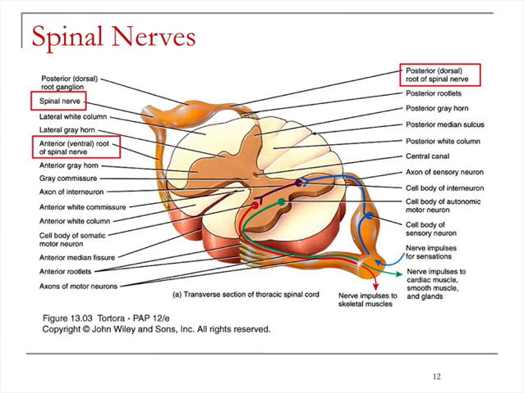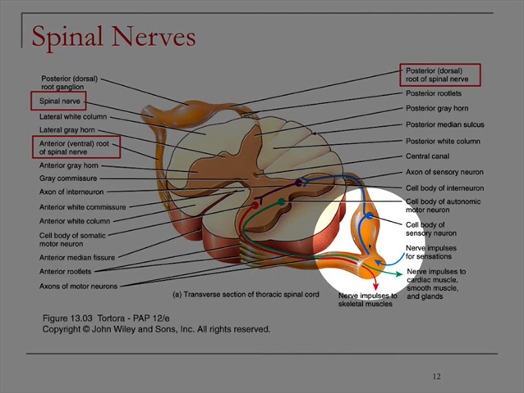So each spinal root, both the posterior and the anterior root, is a collection of axons that attach to the spinal cord. As we can see from this side of the diagram, the posterior or dorsal root has what is called the posterior or dorsal root ganglion. And what this is, is a collection of cell bodies of sensory neurons.